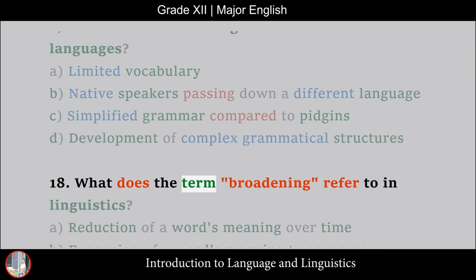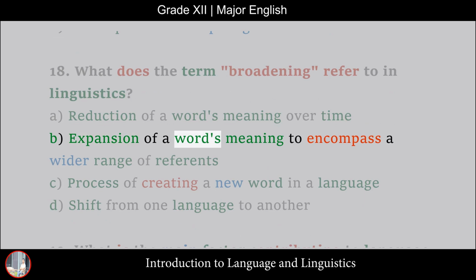18. What does the term broadening refer to in linguistics? A. Reduction of a word's meaning over time. B. Expansion of a word's meaning to encompass a wider range of reference. C. Process of creating a new word in a language. D. Shift from one language to another.